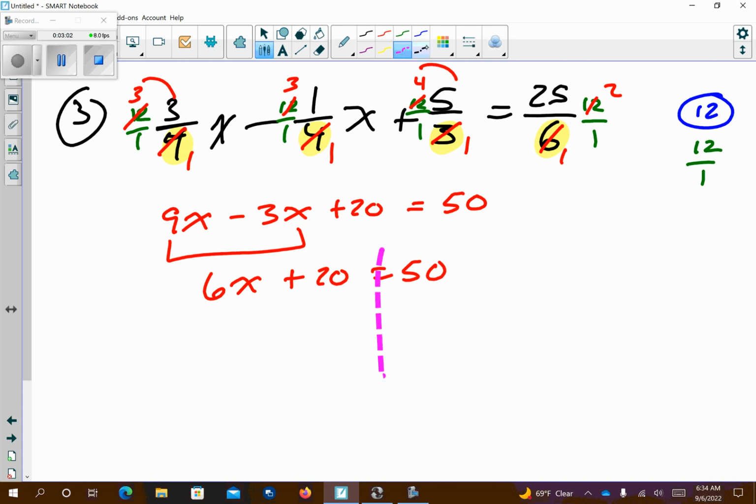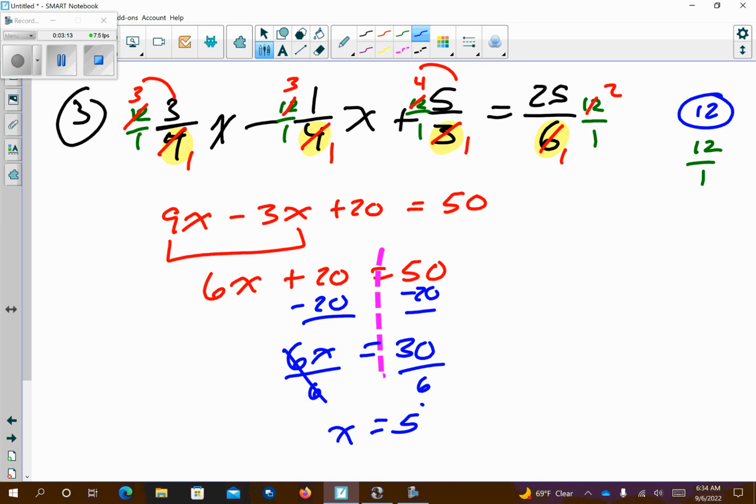Now we're ready to go on either side. Subtract 20 from both sides. So I get 6x is equal to 30. Divide each side by 6. x is equal to 5.